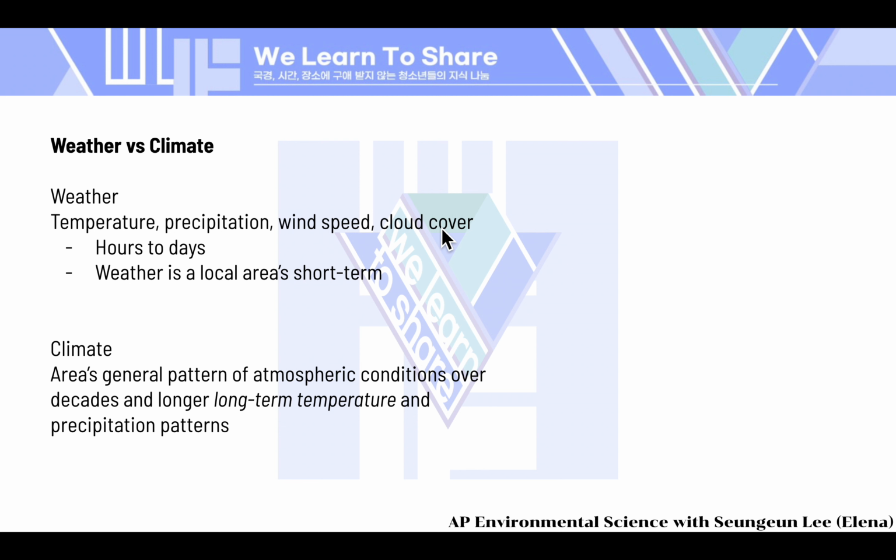How's the weather today? But in contrast, climate is the long-term general pattern of atmospheric conditions in an area over decades, the long-term temperature and precipitation patterns. So you won't say that the climate changes day by day because it's the long-term pattern. Rather, you're living in a tropical climate area, so it does not change day by day.